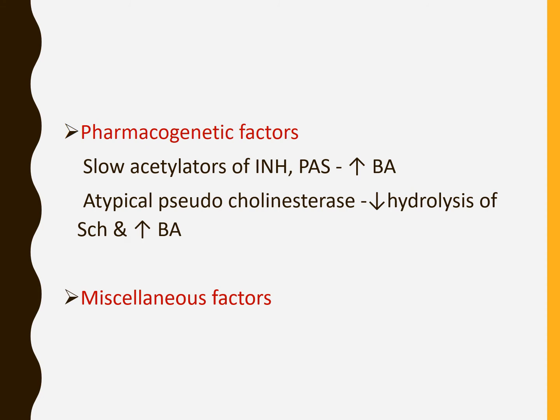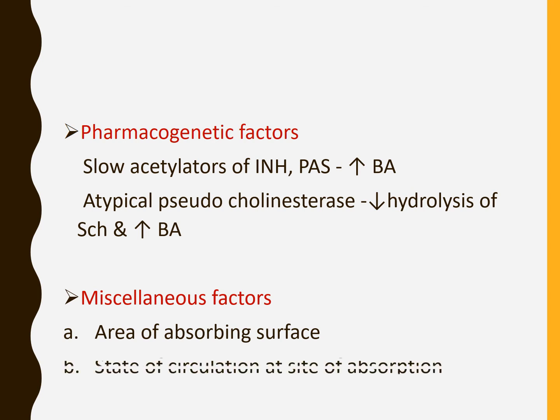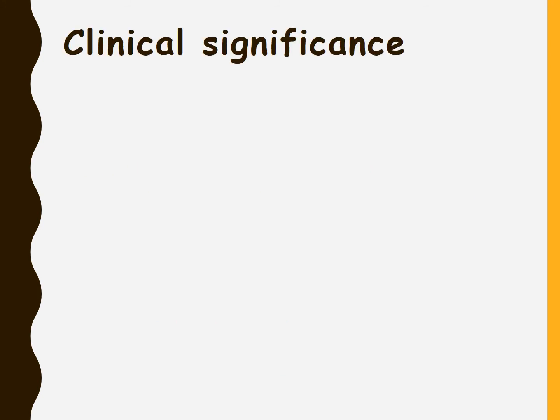And in some people, there will be atypical pseudocholinesterase. It is an enzyme which hydrolyzes succinylcholine, a drug used for anesthesia. So some patients having atypical pseudocholinesterase have decreased hydrolysis of succinylcholine, which increases the bioavailability of succinylcholine, which leads to succinylcholine toxicity. So these are all factors. The increased bioavailability of some drugs is toxic to our body. And there are some miscellaneous factors also, like area of absorbing surface, state of circulation at the site of absorption, and others.